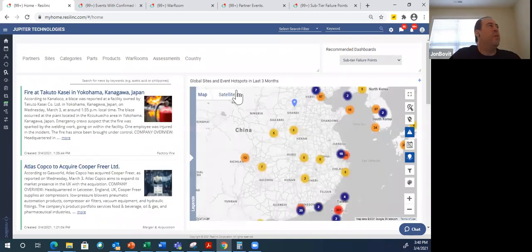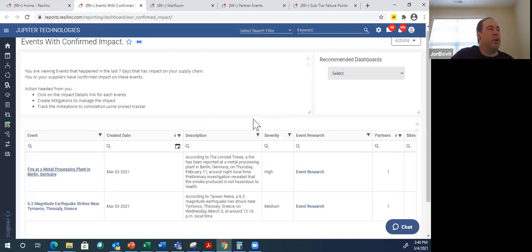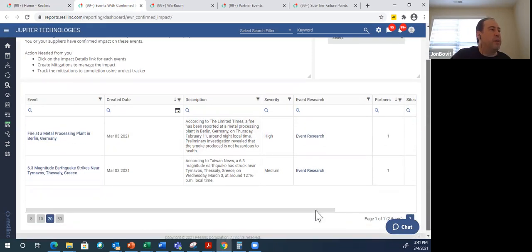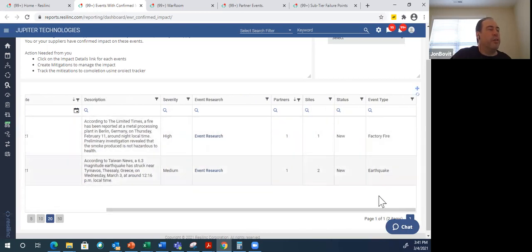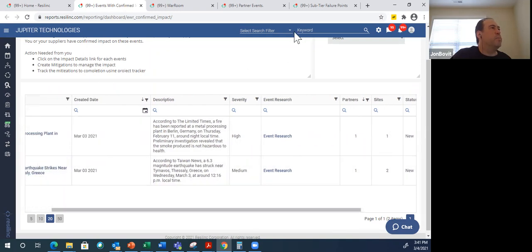But the other thing that I can do is look at the events. As I mentioned, there were events that occurred. There was a fire, and these are real alerts, by the way. There was a fire at a metal processing plant in Berlin, Germany. There was an earthquake in Greece, and you can see that these actually did have an impact. I can see how many supplier sites, the event type. So let me see if I can move this out of the way.